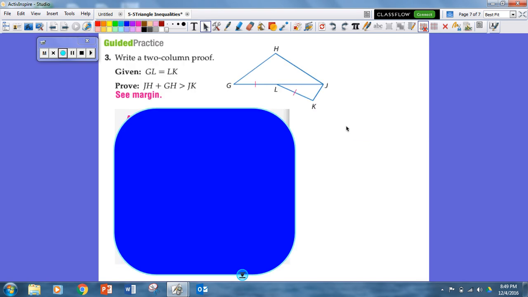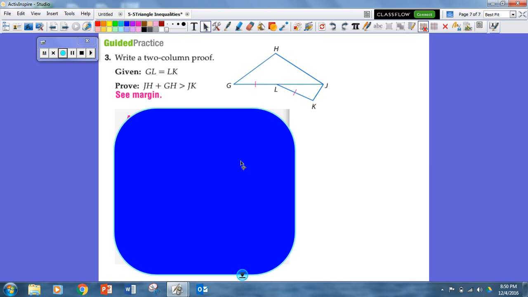And now we're going to see how we can use this in a proof. So what I would like you to do is pause for a couple minutes and think about this, then come back and we'll figure it out together. Welcome back. So now that you're back, I am given that GL is equal to LK, which means by the definition of congruence, those are congruent. And I want to prove that JH plus GH is greater than JK.